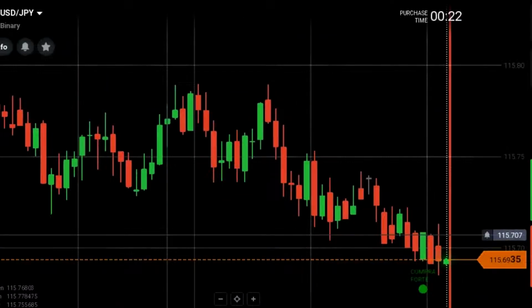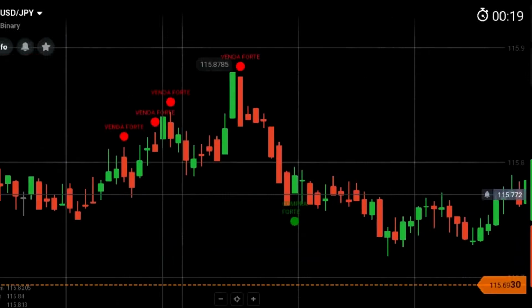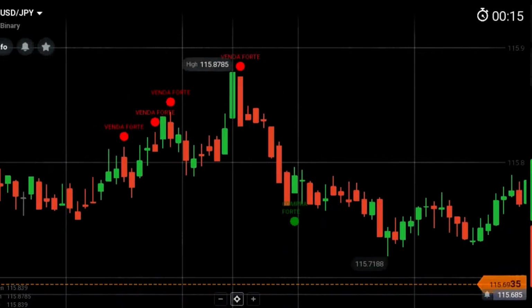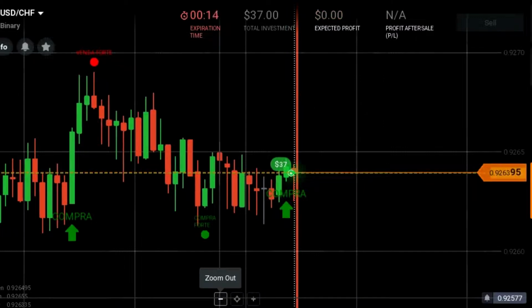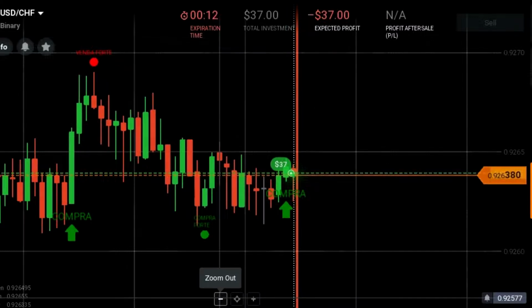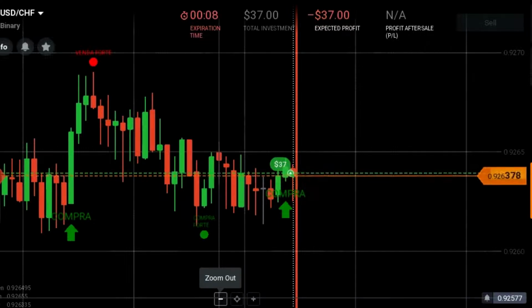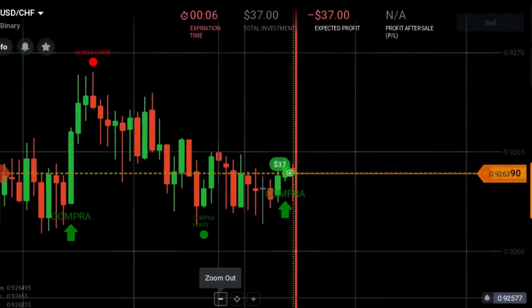So guys, you can see here we have a trade. You can see the market wants to go up. I'll explain why I took this trade. You can see the indicator showed us a sign that the market wants to go up. So let's be patient and wait for the results.